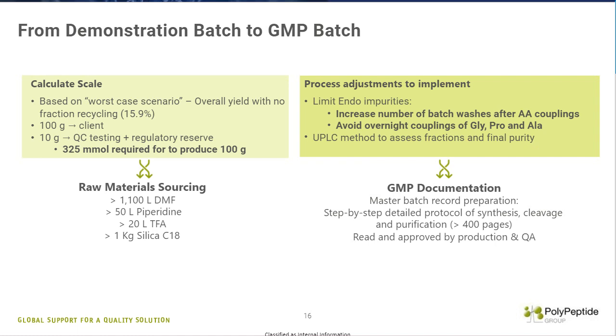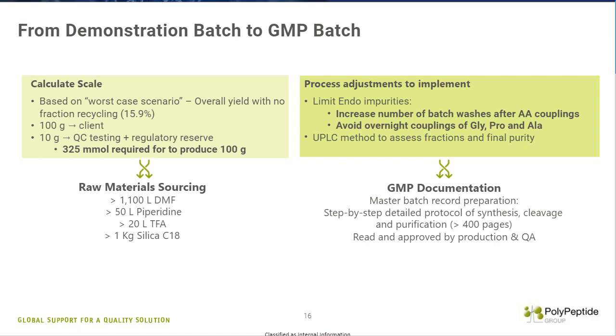After that, we also took into consideration what we noted during the demonstration batch, little things that we might want to improve. So the big point that we wanted to address were these endo impurities that we noticed. To address these, we considered increasing the number of batch washes after amino acid couplings. This was to address these endo impurities we saw when the resin was stored overnight.